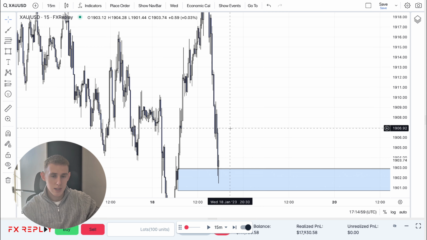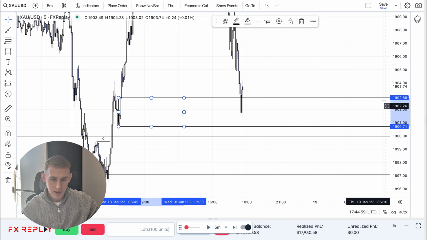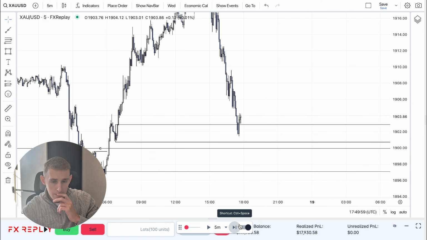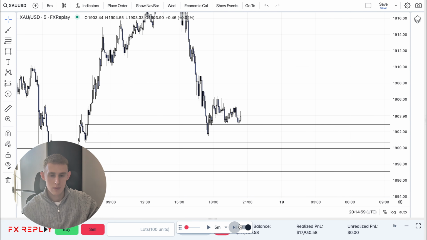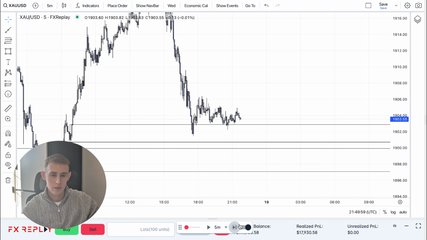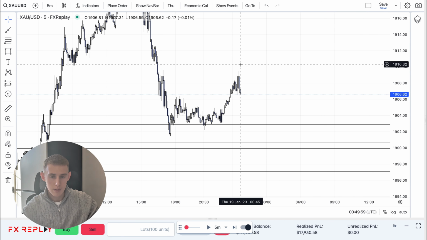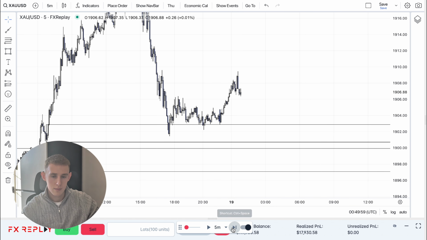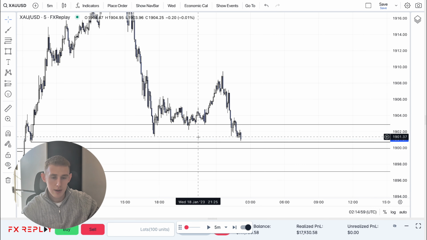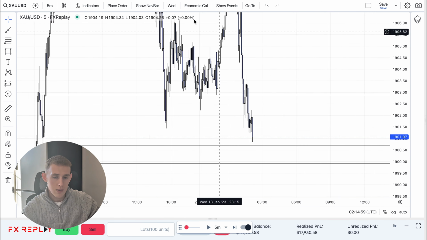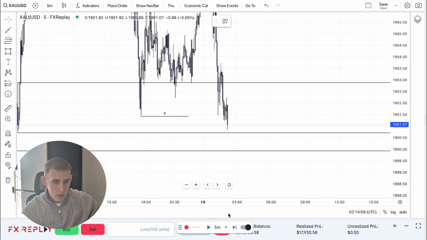Okay, so price is in that 15-minute demand. Waiting for another confirmation though in this zone. Let's see if we get it. Not quite. Okay, so you've now seen it regrab this low. Is still within that 15-minute demand, so yeah, there we go.